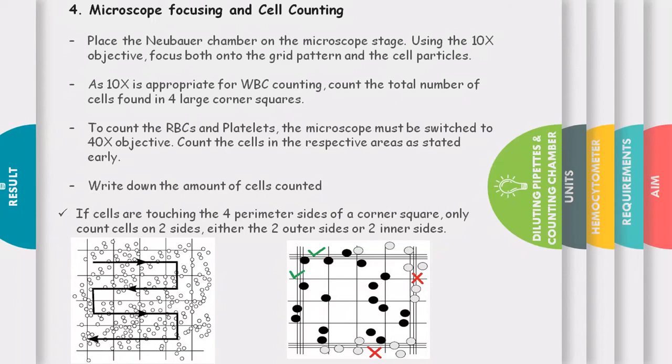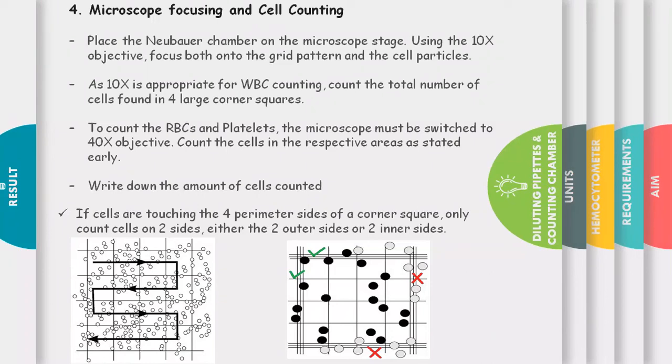To count the RBC and platelets, the microscope must be switched to the 40x objective. Count the cells in the respective areas as stated earlier. Write down the amount of cells counted.